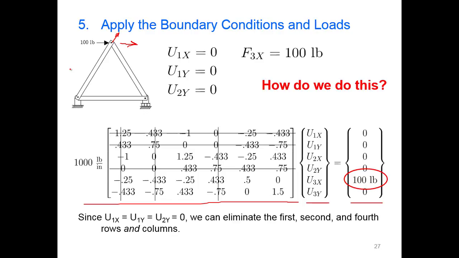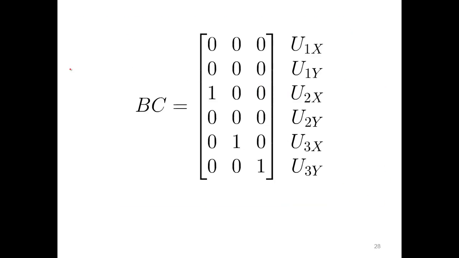All right, so how do we do this? How do we whittle this guy down, take out these rows and columns, and get to what we want to do? Well, we use what I'm calling the boundary condition matrix. It's another transformation matrix, but we only include what we want to keep. Right? So what we want to keep is the displacement at node 2 in the x direction. We want to keep displacement at node 3 in the x and y direction. So there's a 1 here, here, and here.